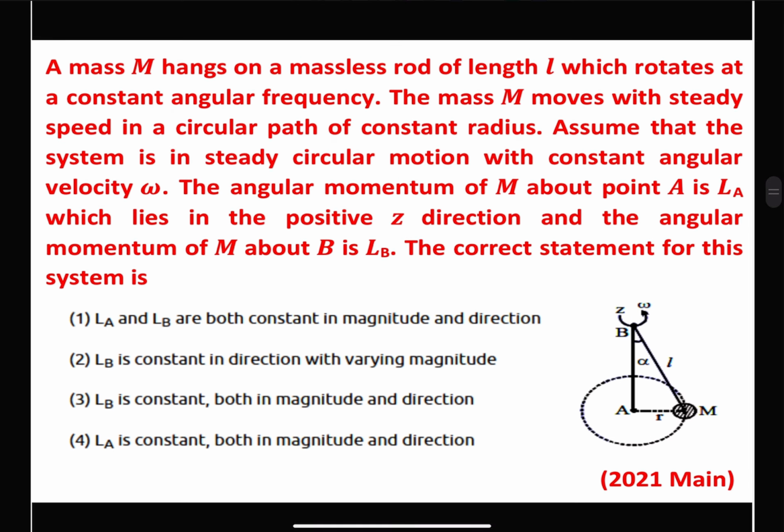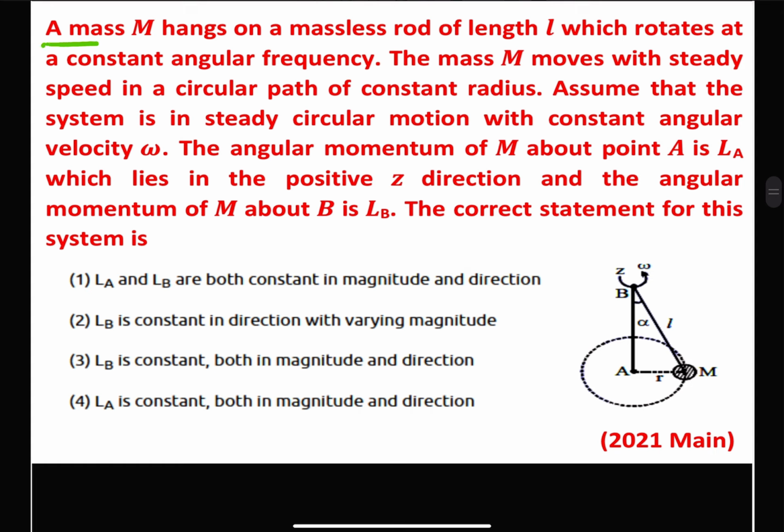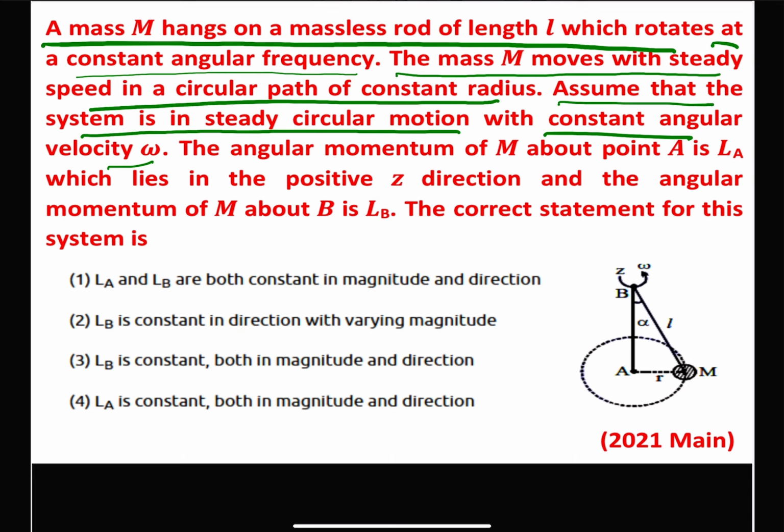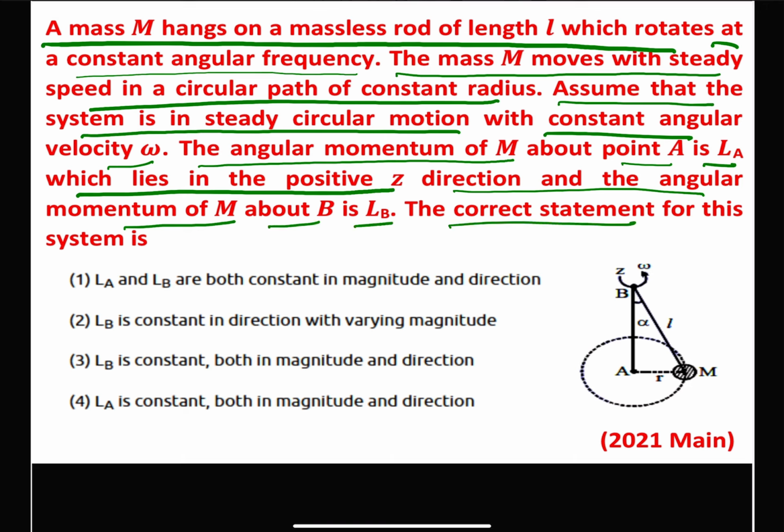It states that mass m hangs on a massless rod of length L which rotates at a constant angular frequency. The mass m moves with a steady speed in a circular path of a constant radius. Assume that the system is in steady circular motion with a constant angular velocity omega. The angular momentum of m about point A is L_A, which lies in the positive z direction, and the angular momentum of m about B is L_B. The correct statement of the system is.